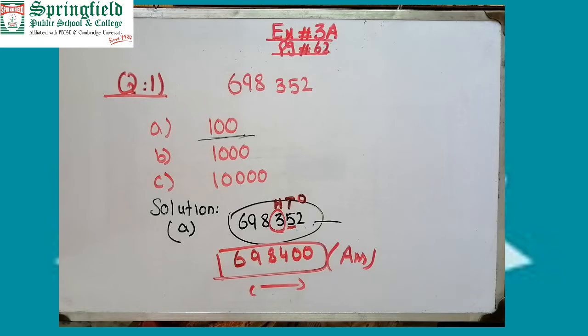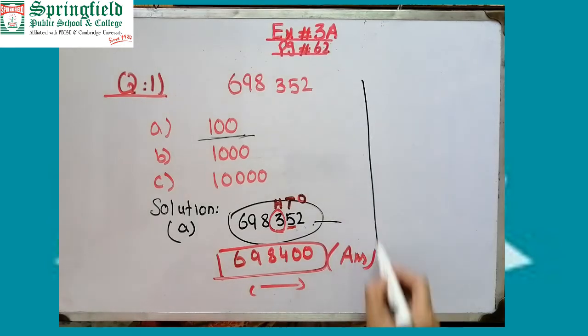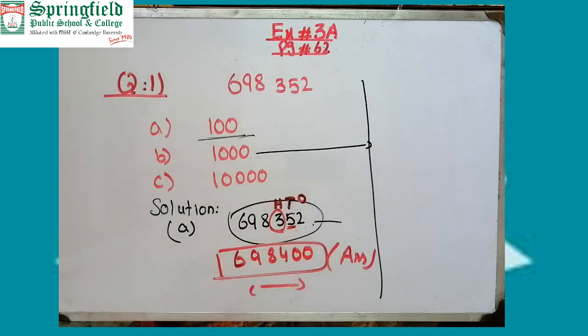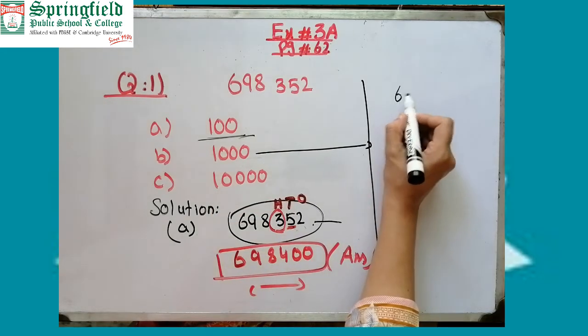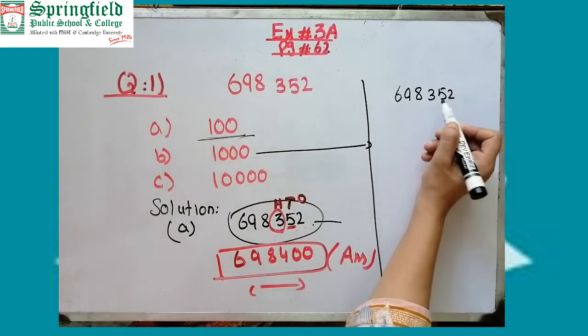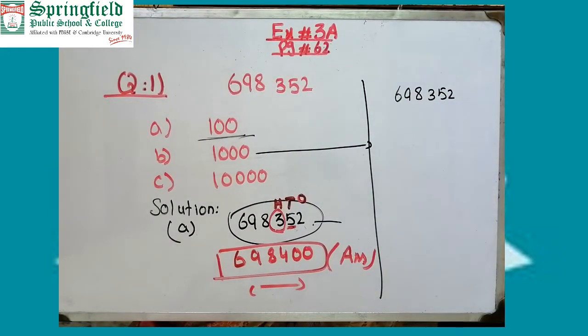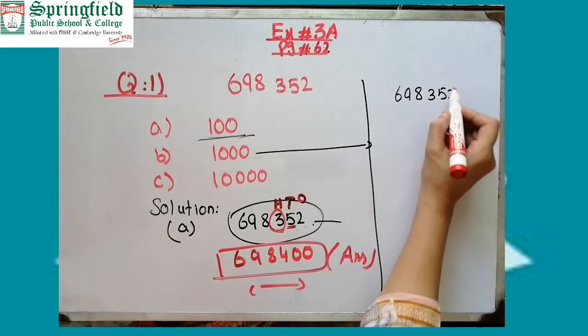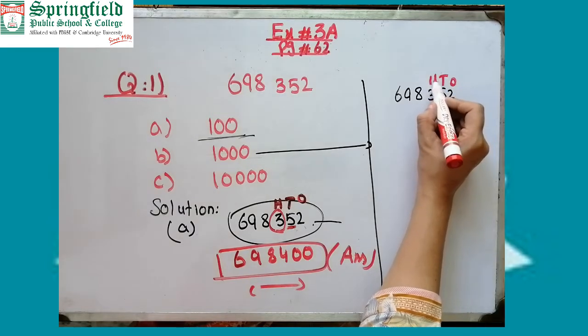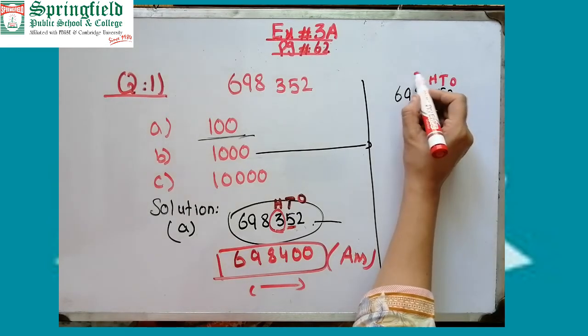Understood beta? Okay, and in second part they are saying that round off nearest to 1000. So as usual, first we will write a number and then find out the digit that is at the place of 1000. So we will start from the right side: ones, tens, 100 and 1000.